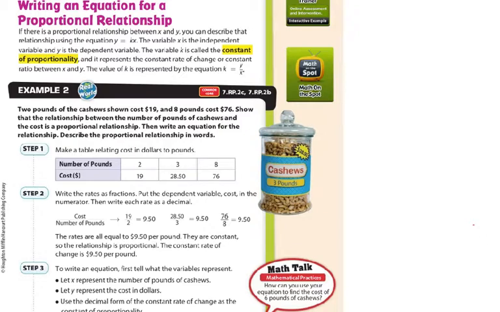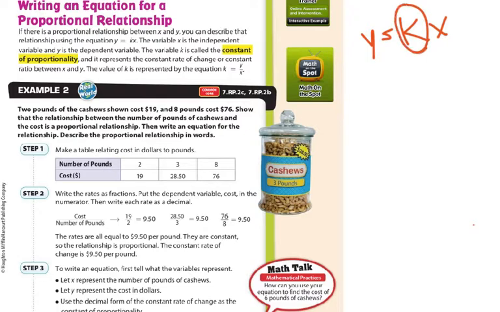If there is a proportional relationship between x and y, so it couldn't work for the problem we just did, but it can work for the other ones, okay? So it cannot work for something that's not proportional. If there is a proportional relationship between x and y, you can describe that relationship using the equation y equals kx. And the variable x is the independent variable. That's why I mentioned it in the last video. And the y is the dependent variable.